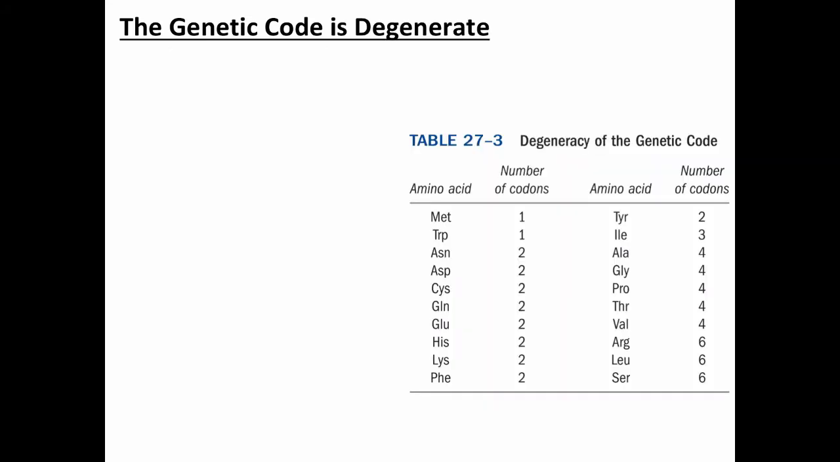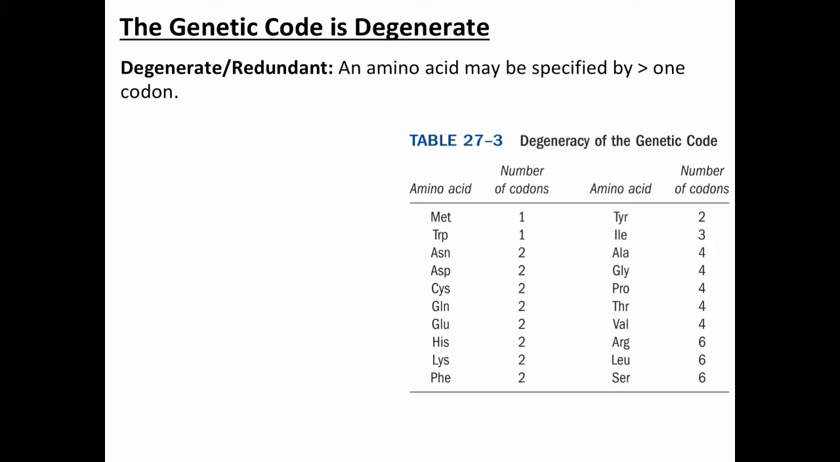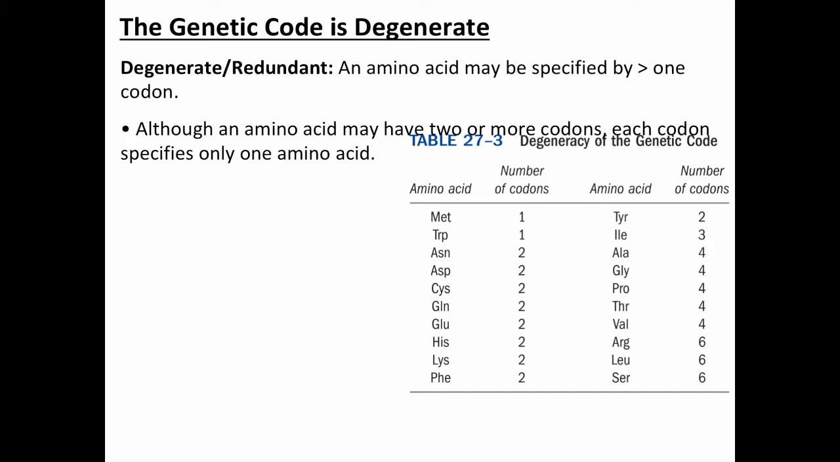So the genetic code is degenerate or redundant. To mean degenerate or redundant means that an amino acid may be specified by more than one codon. So you can see here the different amino acids, and most of these amino acids have more than one codon, that is triplet of bases, that's going to specify for that residue. And the only exception, again, is methionine and tryptophan.